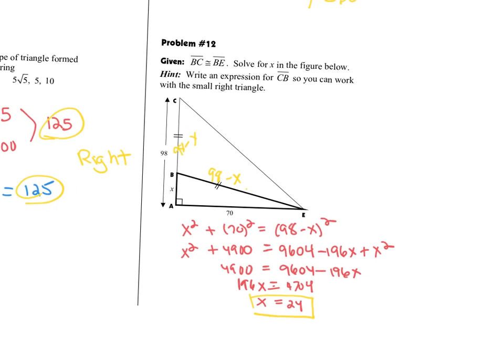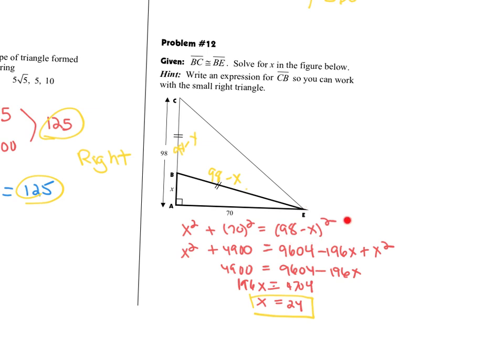Our last one here, we were told that this whole side here was 98 and this was x. So then this part here had to be 98 minus x. And if this is congruent to this, then this had to be 98 minus x. And so then what I did was look at this small triangle here and say that the side or the leg is x squared. This leg is 70, so I square that. And then this hypotenuse would be 98 minus x quantity squared.